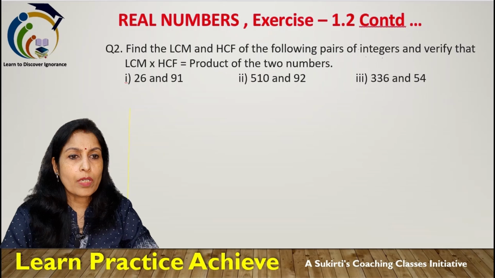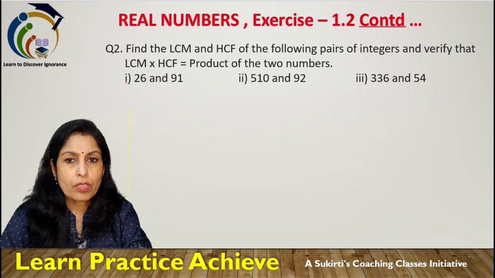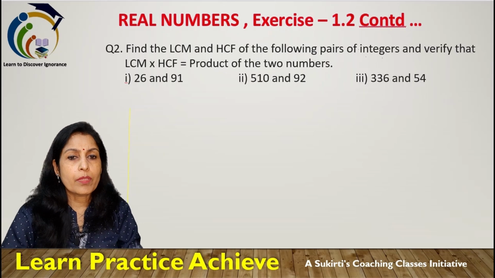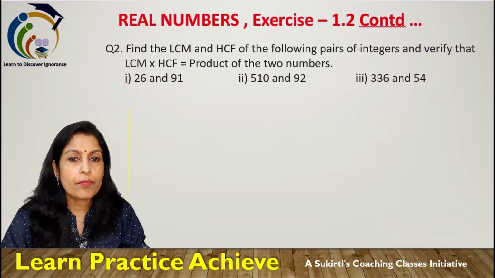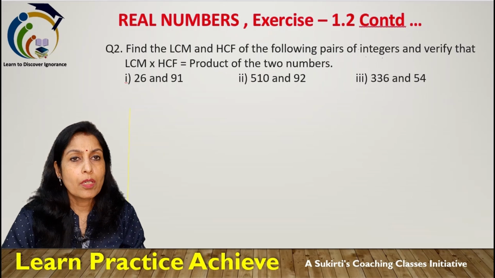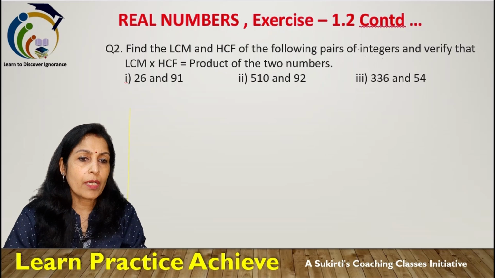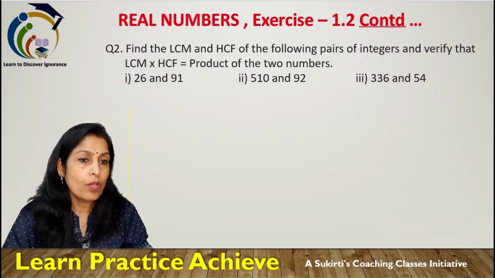So let's start with exercise 1.2, question number 2. Question number 2 is: find LCM and SCF of the following pairs of integers and verify that LCM times SCF is equal to the product of the two numbers. So here three parts are given. First part 26 and 91, second 510 and 992, and third part 336 and 54.